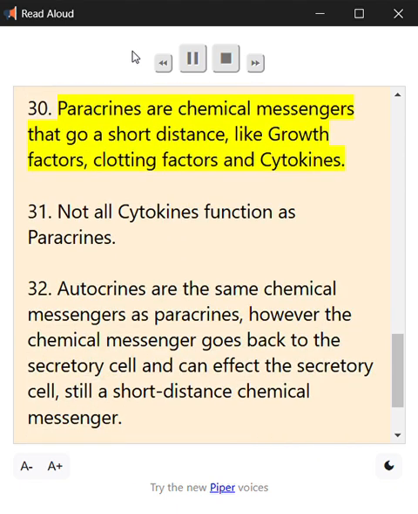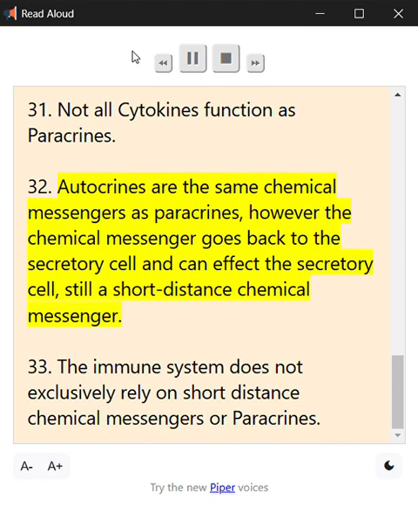30. Paracrines are chemical messengers that go a short distance, like growth factors, clotting factors and cytokines. 31. Not all cytokines function as paracrines. 32. Autocrines are the same chemical messengers as paracrines. However, the chemical messenger goes back to the secretory cell and can affect the secretory cell, still a short-distance chemical messenger. 33. The immune system does not exclusively rely on short-distance chemical messengers or paracrines.